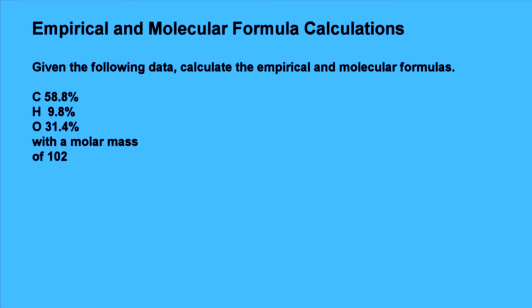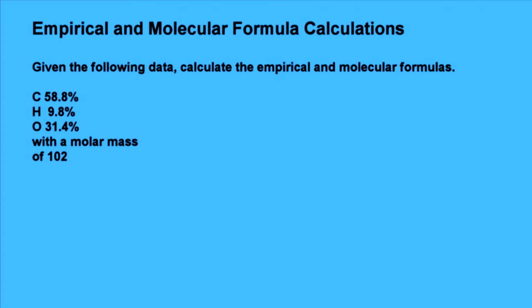It's basically the opposite of doing a percent composition. A minute ago, we had a formula and we had to find out the percent of each atom. Now we're given the percent of each atom and we have to find a formula. So we're going backwards now. Here's how we do this.